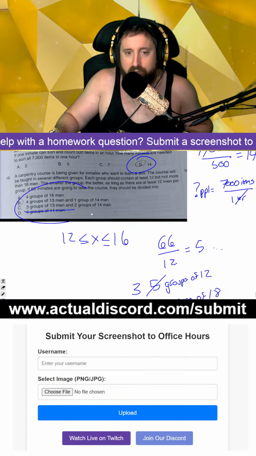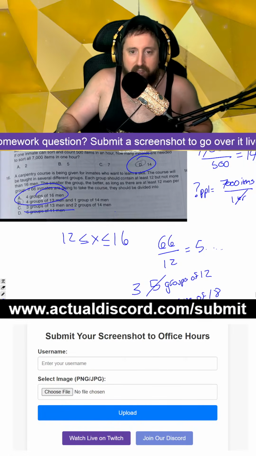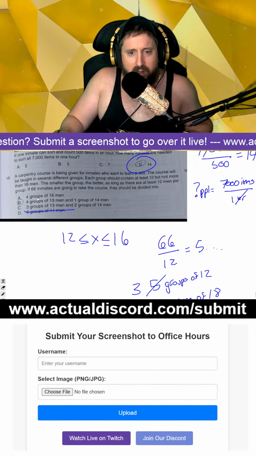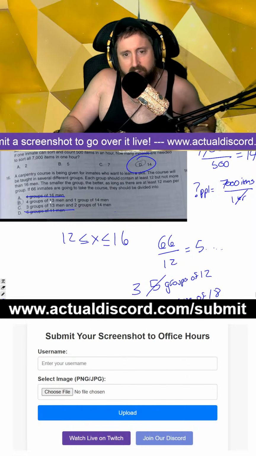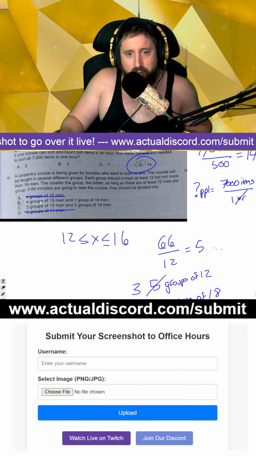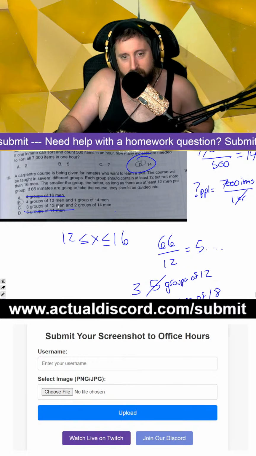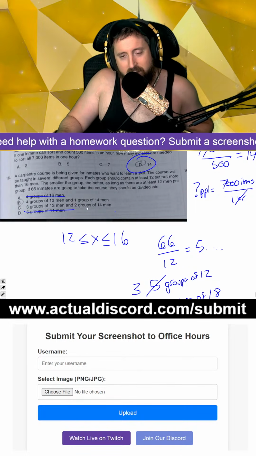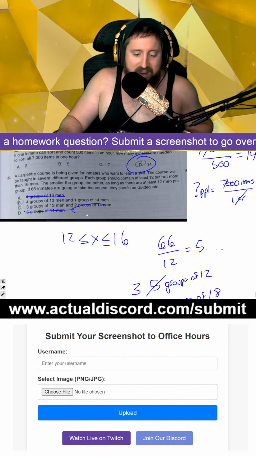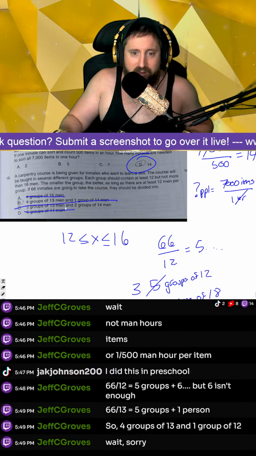Notice how none of the answer choices say groups. Also, this doesn't make any sense, right? 4 times 16 is not 66. So you can just eliminate by the number of people here, right? 4 times 13 is 52. 52 plus 14 would be 66. That sounds okay. This would be 39 plus 28. That doesn't make any sense. It's 67 then.